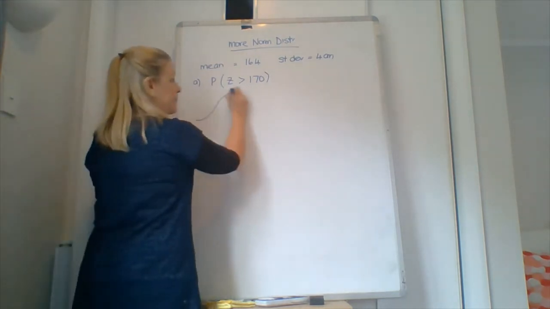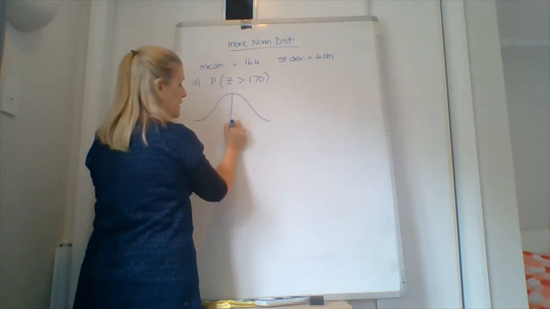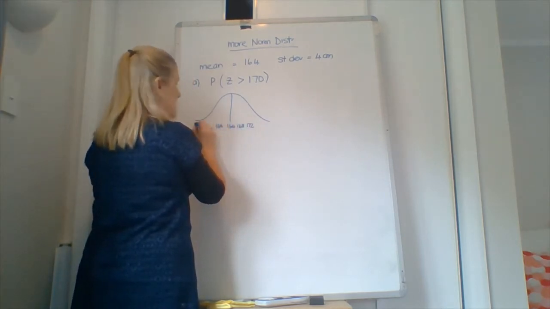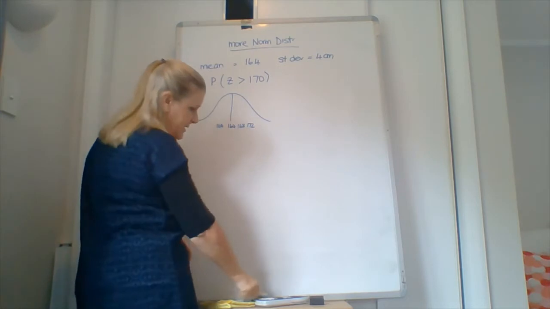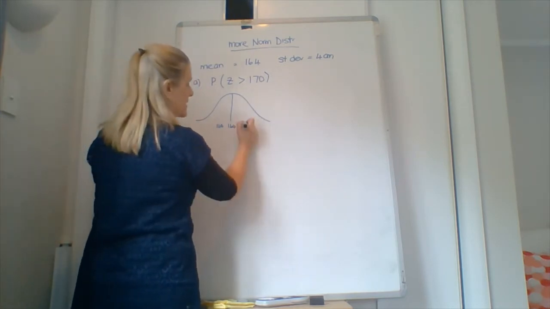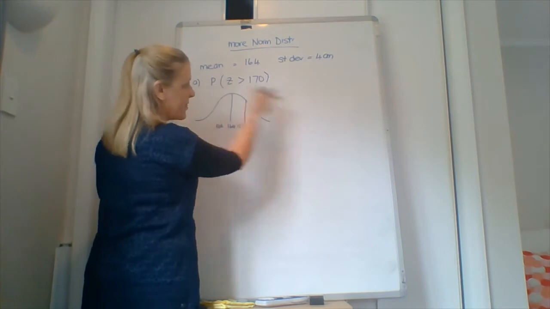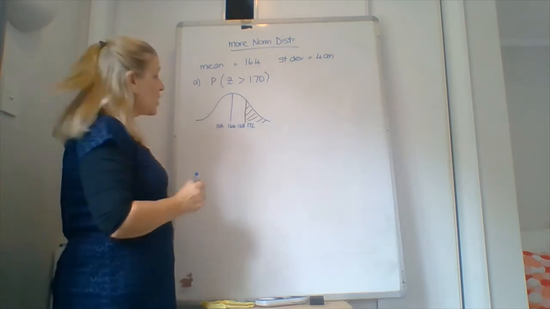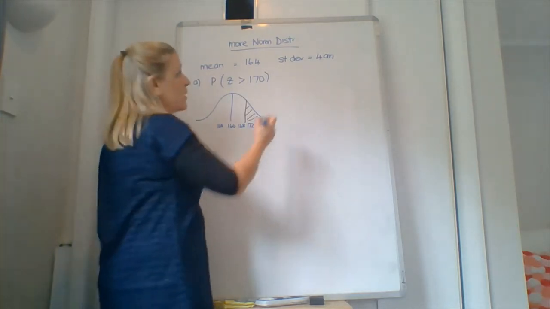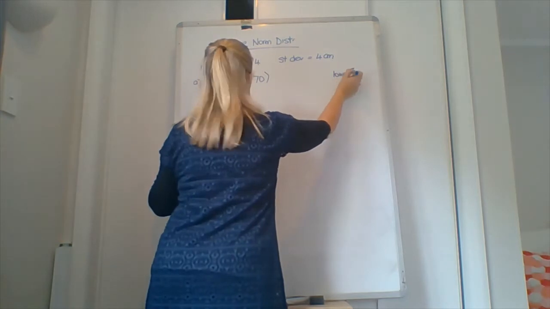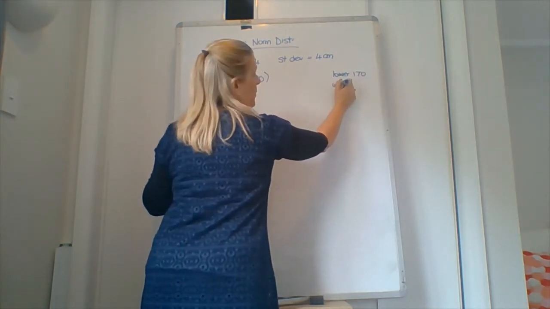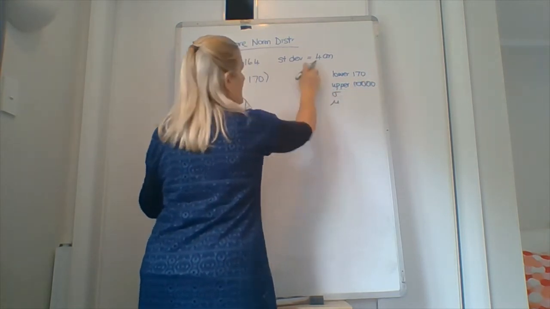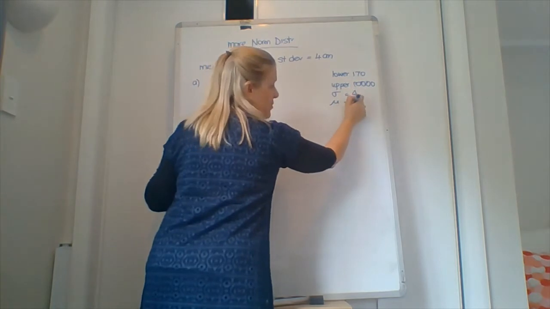So you draw your picture. 164, 168, 172, 160, etc. Remember there are 3 on either side. We are interested in the 170, so that's halfway in between here, and that means the stuff on that side, pointing this way. So we just go through it the same way we had in last lesson. We write the lower is 170, the upper we write as 10,000, a huge number, then standard deviation and mean. Standard deviation is 4, mean is 164.